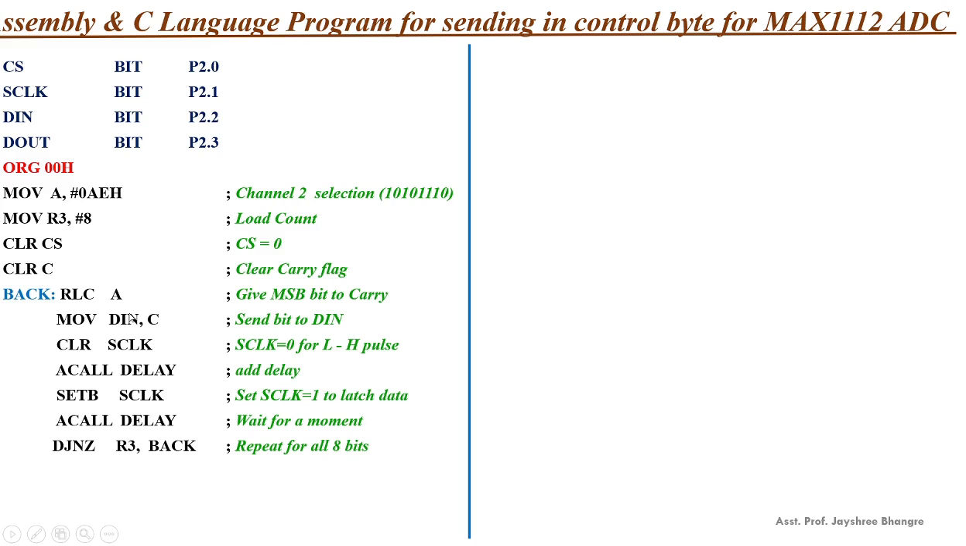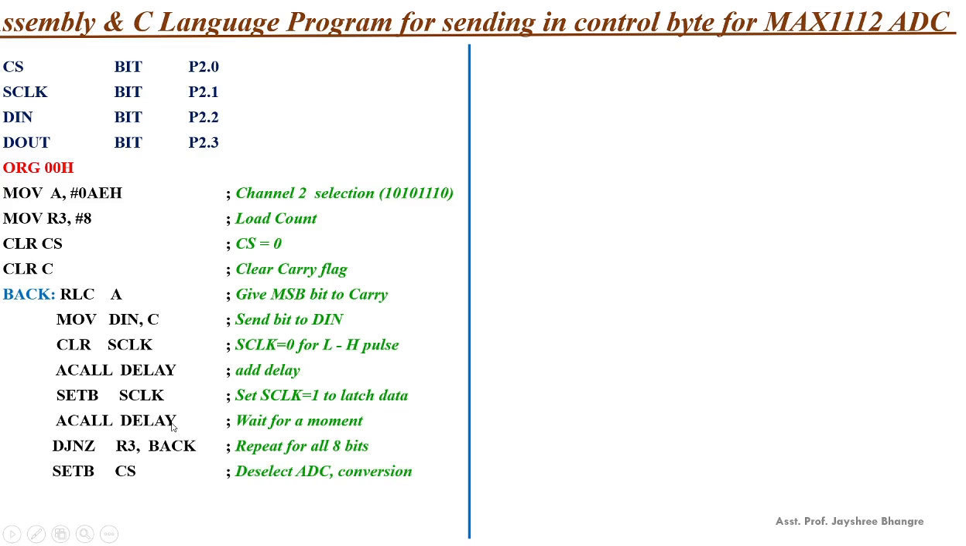Again, to send this bit to the DIN pin, we have to apply a clock pulse. So again the clock pulse is given using these 3 instructions, and again after waiting a moment we are decreasing the register R3 and checking whether it is 0. If it is not, again go back to the location. So in this way all these 8 bits are shifted and given to this DIN pin, and all the 8 bits are loaded into the ADC chip. So in this way we can send the control byte to the ADC.